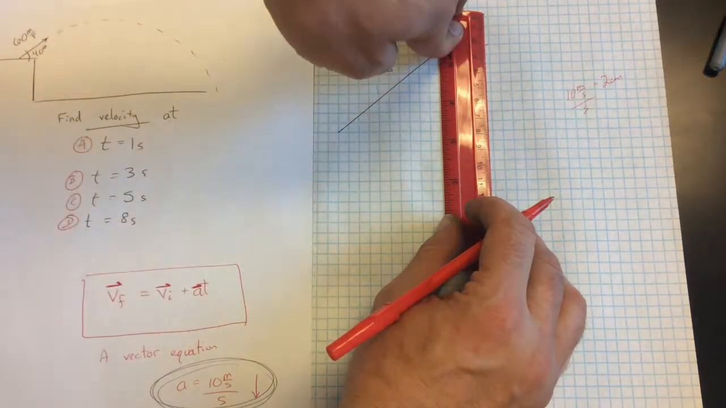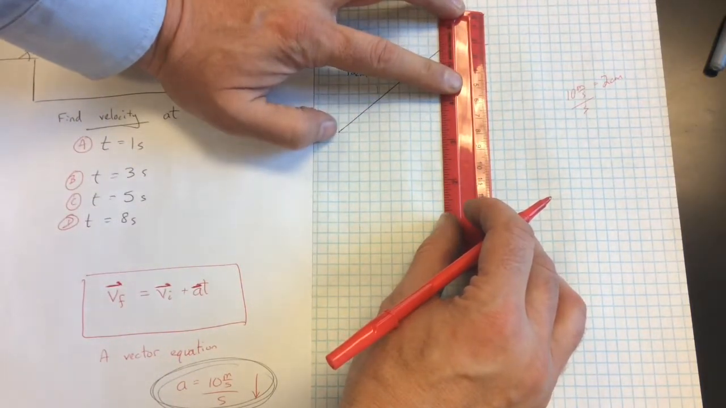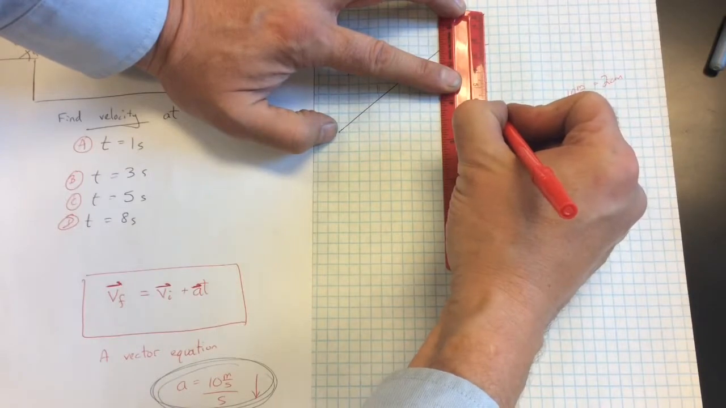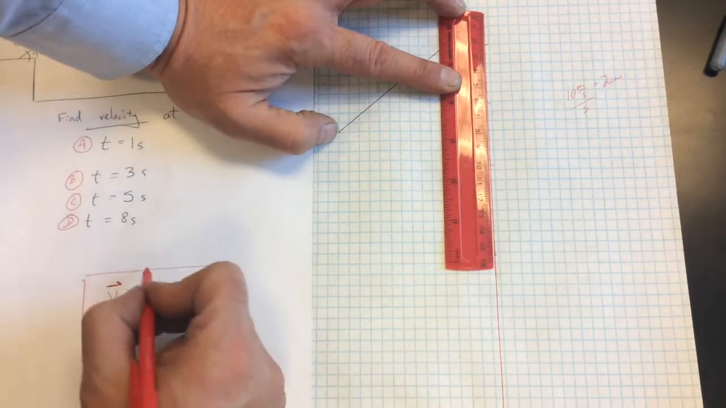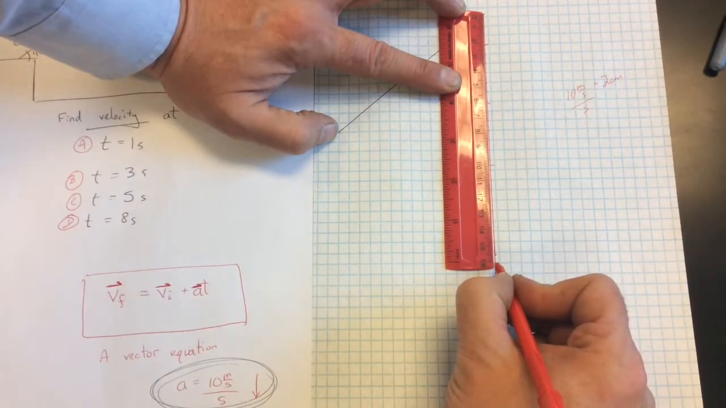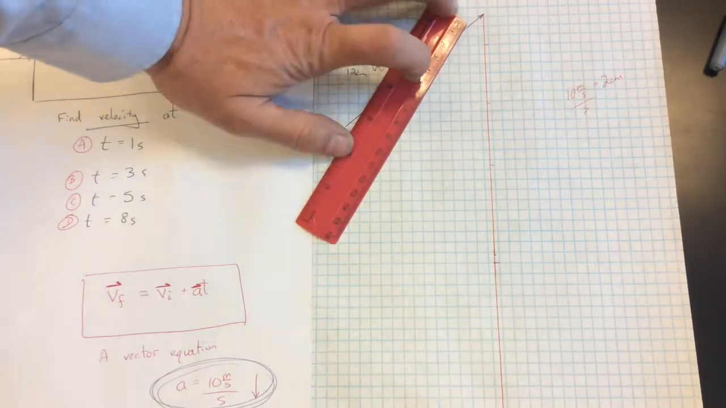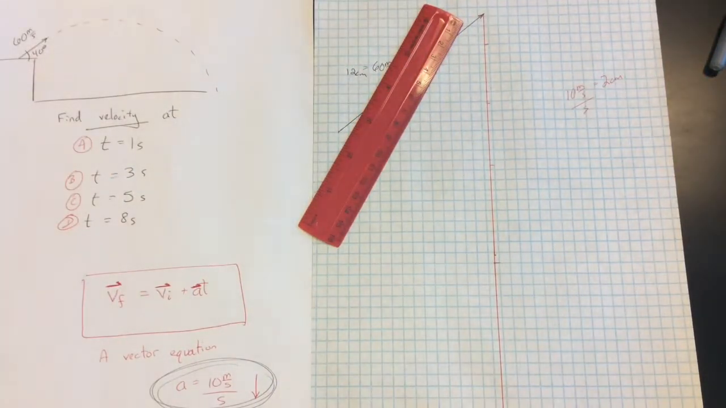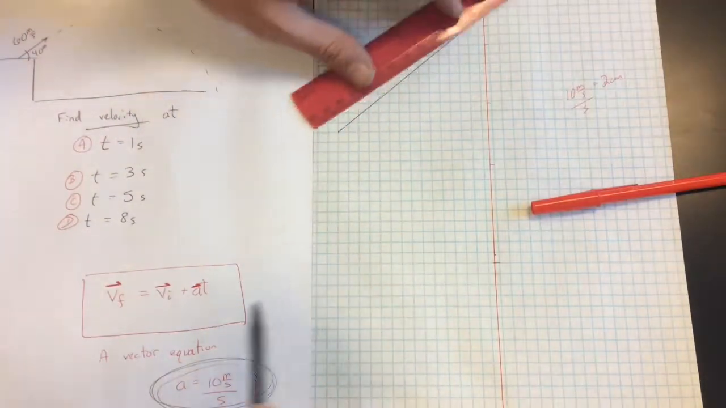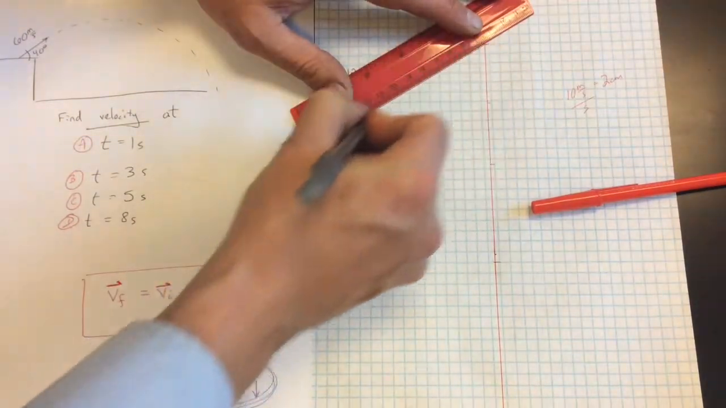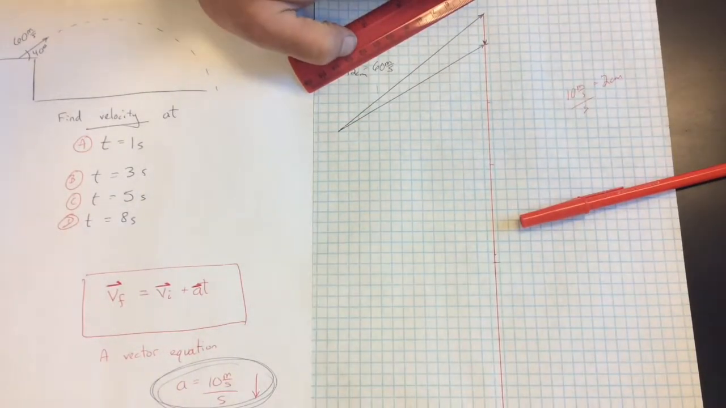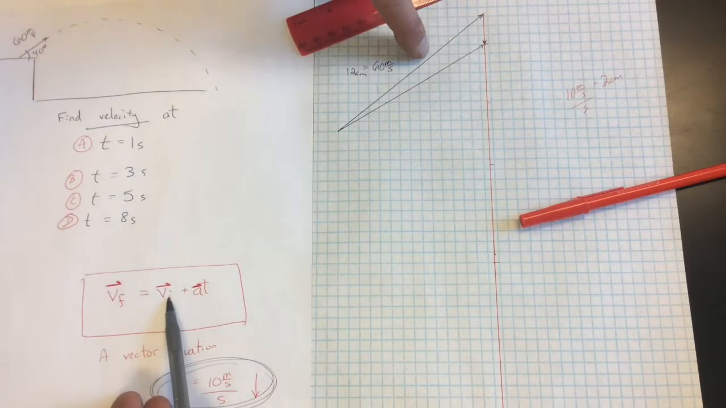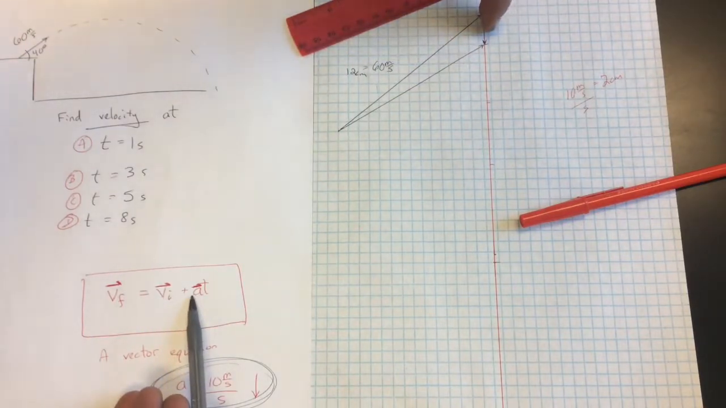And then for the next one, doing 3 seconds, 3 times 2 is 6. Measure down 6 centimeters, mark. Measure down 10 centimeters, mark. Measure down 16 centimeters, mark. Now all I have to do to find the final velocity for every one of these is connect the final velocity. This is the acceleration times time. So initial velocity is this, 12 centimeters. The acceleration times time is that little vector right there.